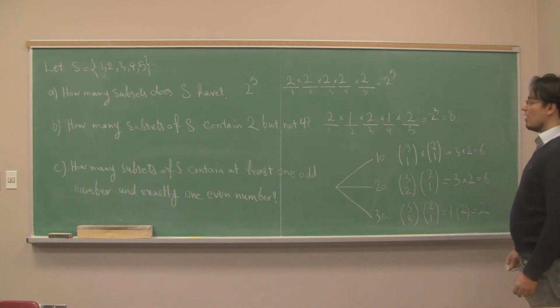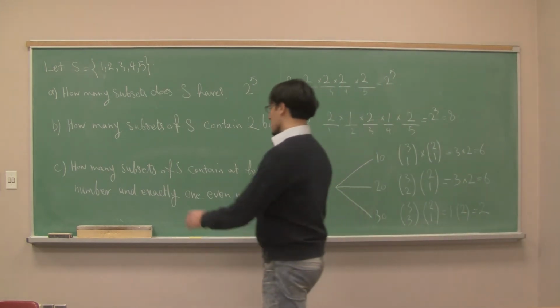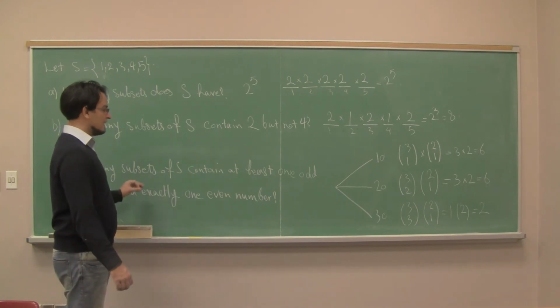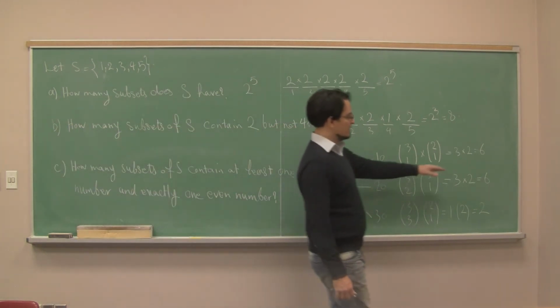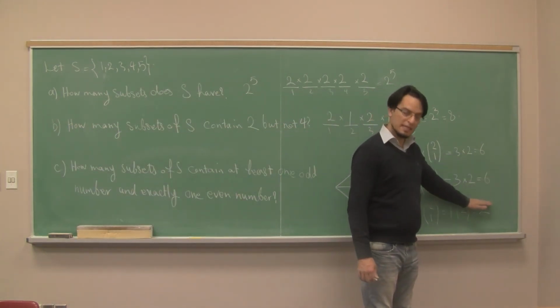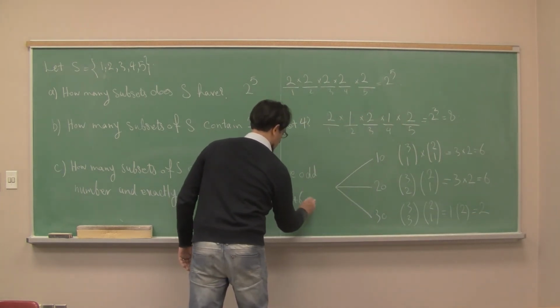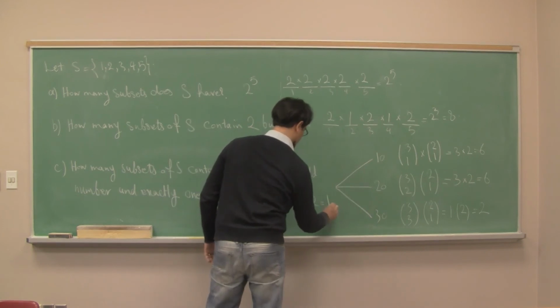And the number of total subsets of S which contain at least one odd and exactly one even would be 6 plus 6 plus 2, which is 14.